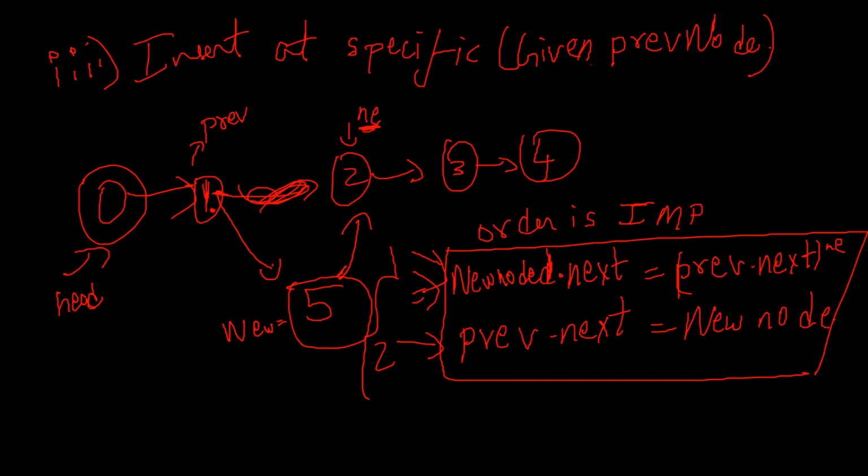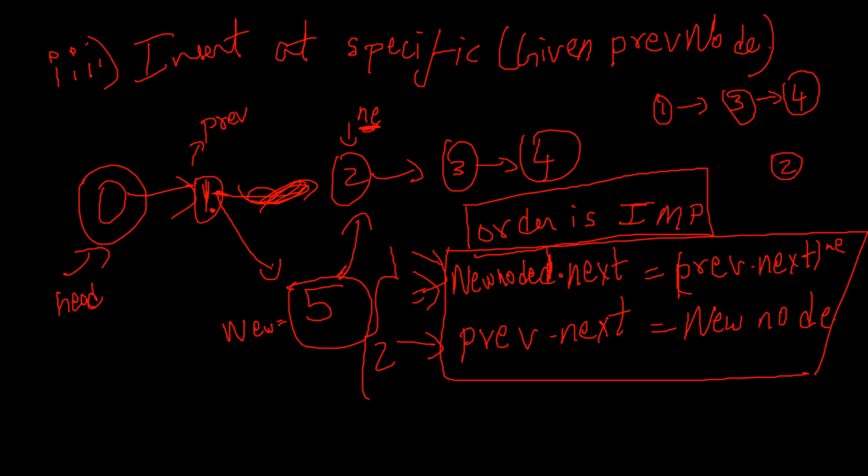This is inserting at the end. For inserting at a specific point, we should come until the previous node. If they give the previous node, well and good. If they're just giving the value, we have to traverse until the previous node, after which we attach. Here also order is important. Say the list is 1, 3, 4. I have to insert 2 in between 1 and 3. First, as usual, create a new node, which is 2. This is my previous node.